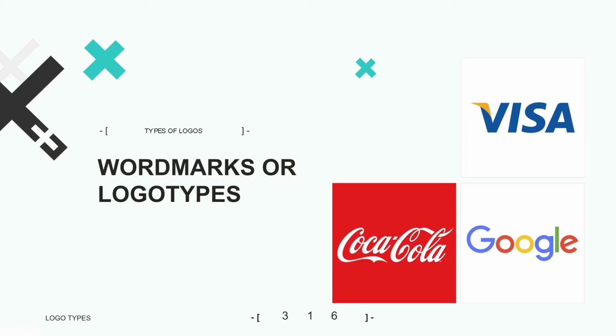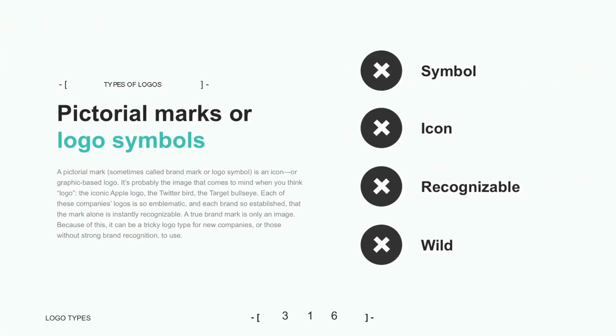Now let's move on to our other options, which is the pictorial mark or logo symbols. Pictorial mark is sometimes called a brand mark or logo symbol. It is an icon or graphic-based logo, and it's probably the image that comes to mind when you think, oh, logo. The iconic, for example, Apple, like the Apple logo, the Twitter bird, or the Target bullseye. Each of these companies' logos is so emblematic, and each brand so established, that the mark alone is instantly recognizable. A true brand mark is only an image.